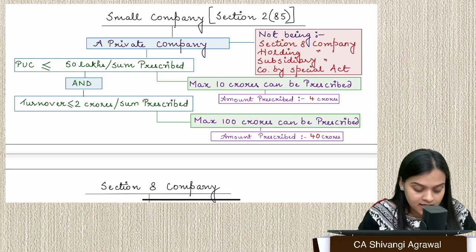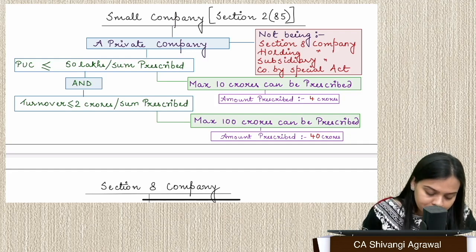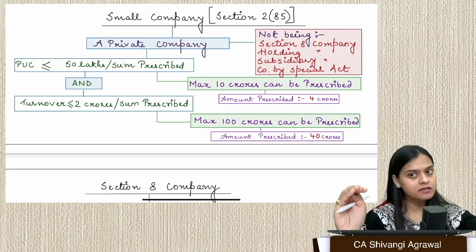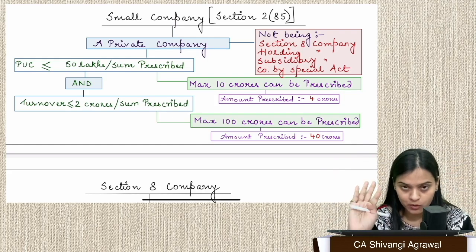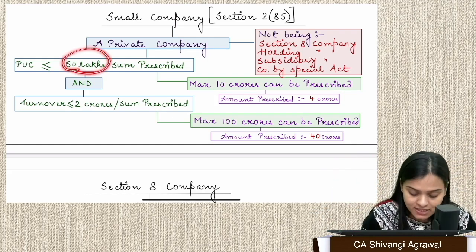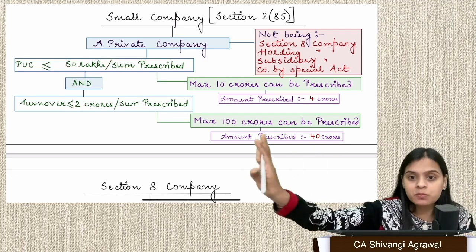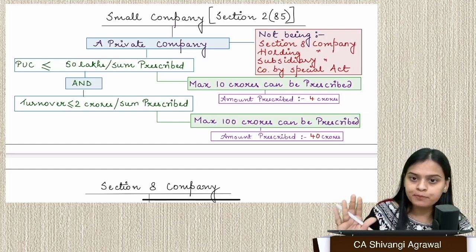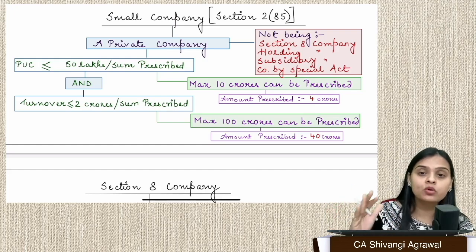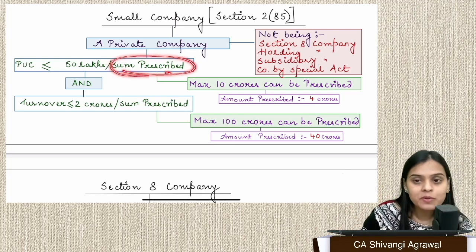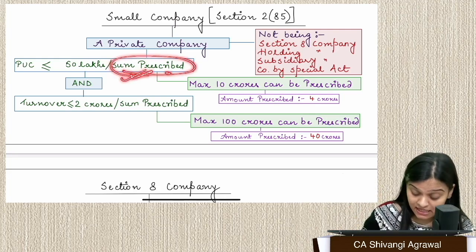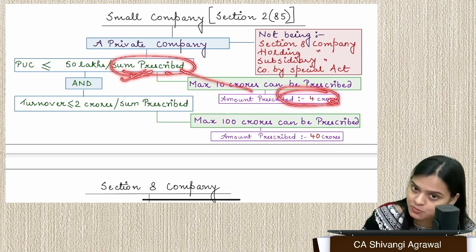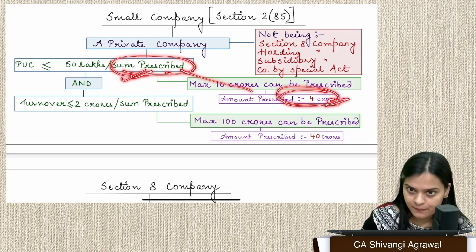Other than that, if you have a paid up capital which does not exceed, that means it could be that amount or it could be lesser than that amount, it should not exceed 50 lakhs or such higher amount as may be prescribed. Government has the power to prescribe maximum up to 10 crores. Government cannot prescribe more than 10 crores. Has government prescribed anything? The answer is yes. Government has prescribed the amount to be 4 crores.